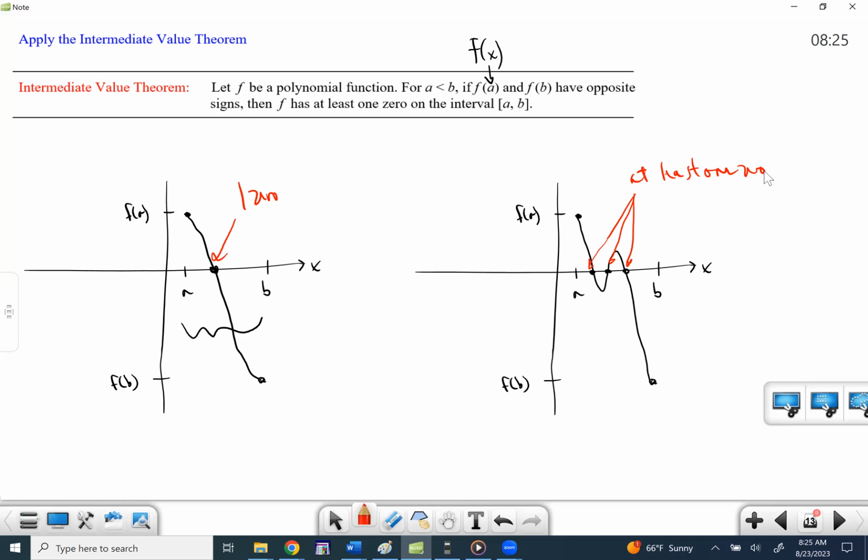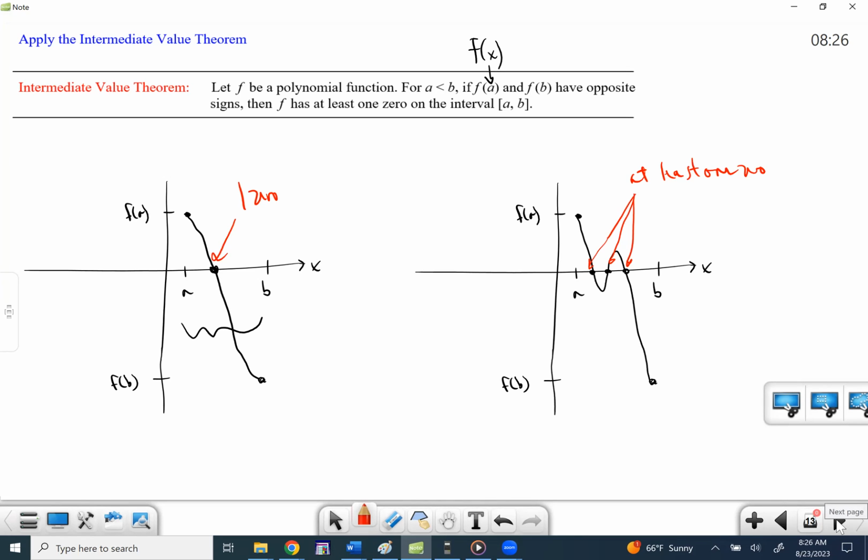Okay. All right. These theorems, if you really think about them, a lot of times they aren't super complex. And I mean, this isn't. It's like, hey, I got somebody above the x-axis. I got somebody below the x-axis. I'm not allowed to lift my pencil. Okay, I have to cross through the x-axis is essentially what this is saying.